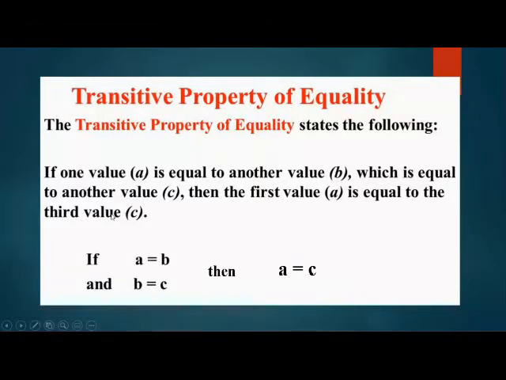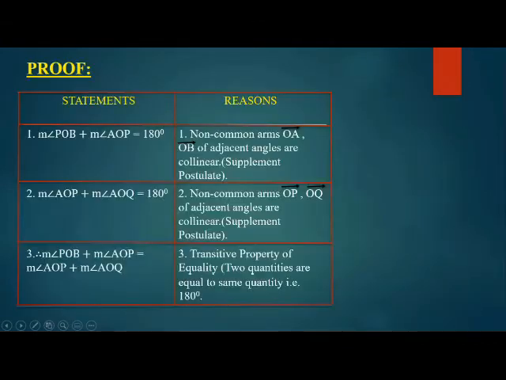What does it mean? It means that if there is one value A equals B, but B equals C, then A and C would also be equal to each other. Now, starting the proof.